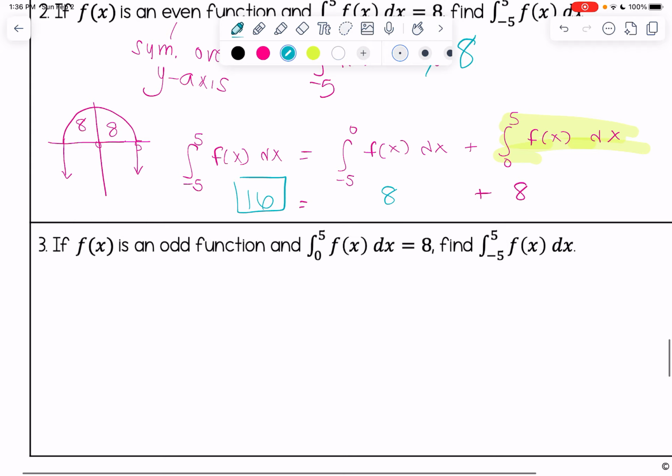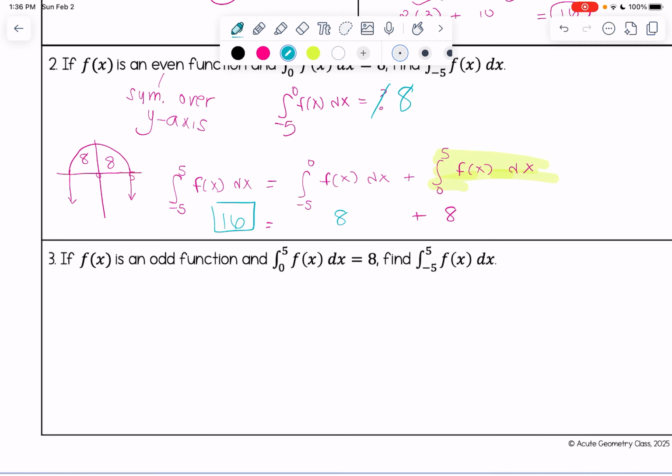Let's see how that relates to number 3, though, because number 3 is a very similar question. However, it tells us that f of x is an odd function. So if we don't remember, this means that it's symmetric over the origin. So once again, it would be really helpful if we could determine, well, what's the value of the definite integral from negative 5 to 0 of f of x dx? That would help us be able to find our actual sum.